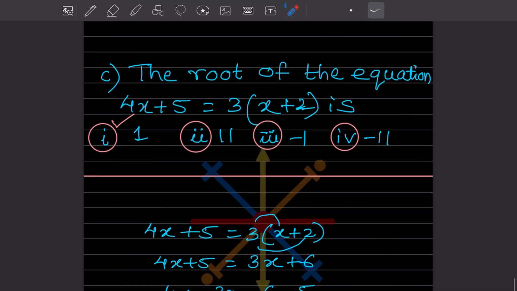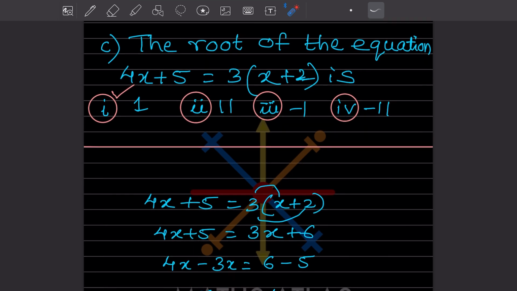Now the roots of the equation 4x plus 5 is 3x plus 2. So now look here. I have solved this over here, so there should not be any confusion. I have written this complete equation over here. Now look here. 4x plus 5, same as it is. 3x expanded here, 3x plus 6, because there is multiplication.